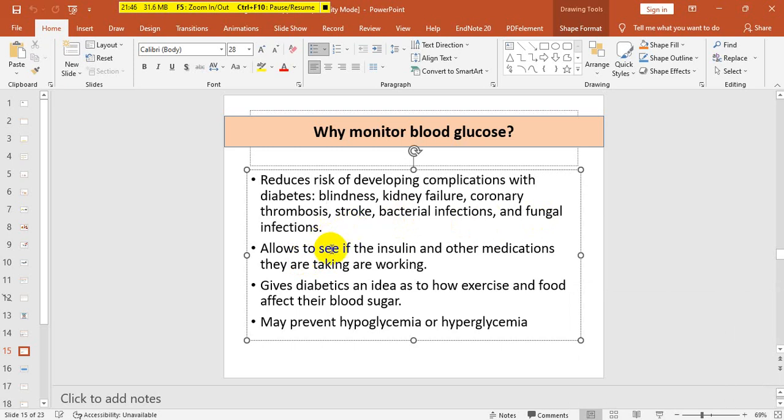When the glucose level of your blood is controlled, it allows you to see if the insulin and other medications that you are taking are working. Because those with type 1 diabetes, most of the time they inject their body with insulin.